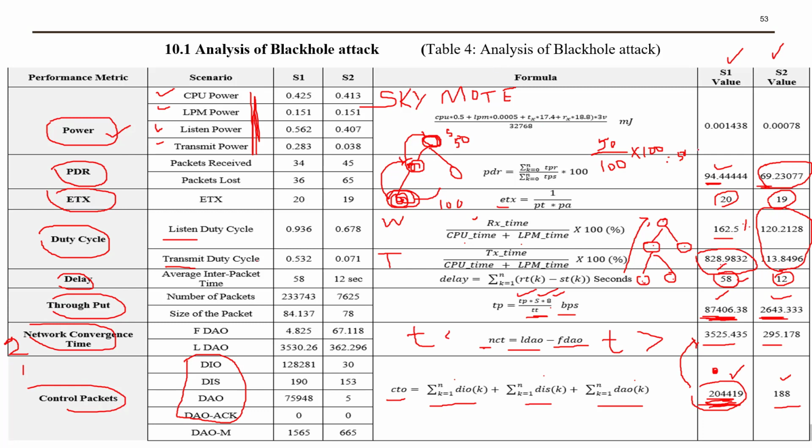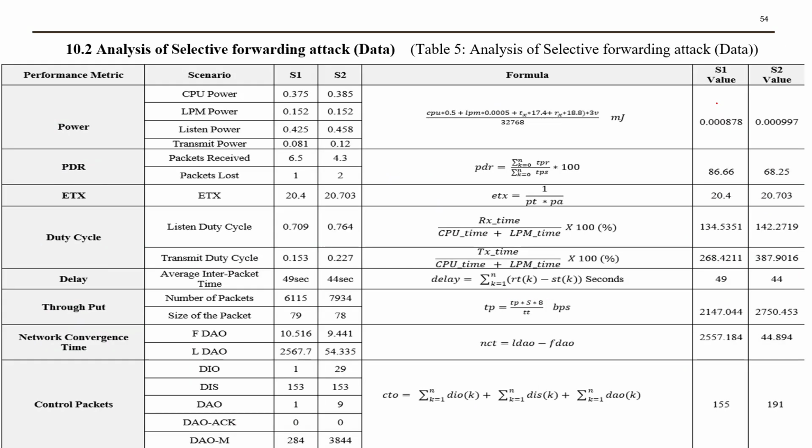So based on this formula, you can see the power consumption. So here the power consumption is 0.001438, and here the power consumption is less. You can see the number of zeros. Three zeros available means here the power consumption is less, here the power consumption is more. So this is how we can do the analysis. So this is for the black hole attack. The same thing we have to go for the selective forwarding attack.